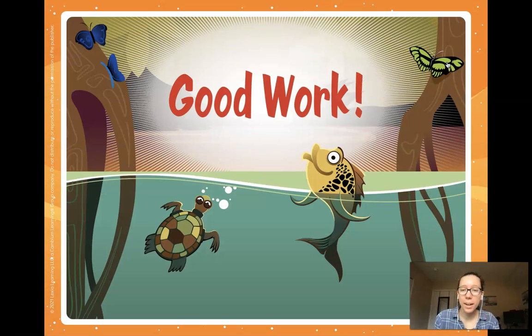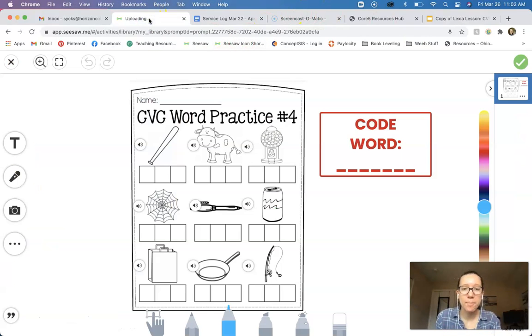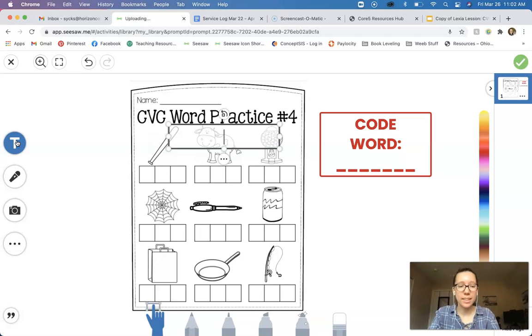Good work, everybody. You made it all the way to the end. So let's hop on over to Seesaw and see what we're working on today. So just like on Monday, our CVC word practice today involves us writing out the words. The first thing we need to do is write our code word. I'm going to use my text tool, but you may also write it using the drawing tool.